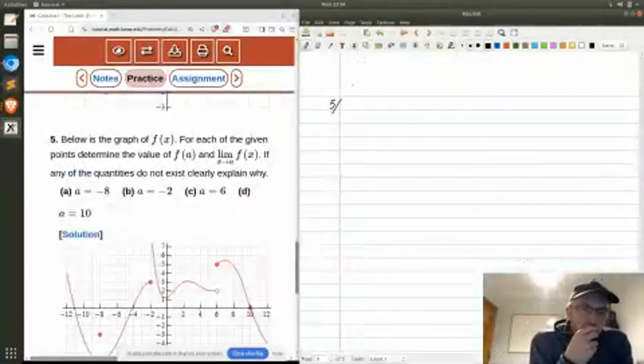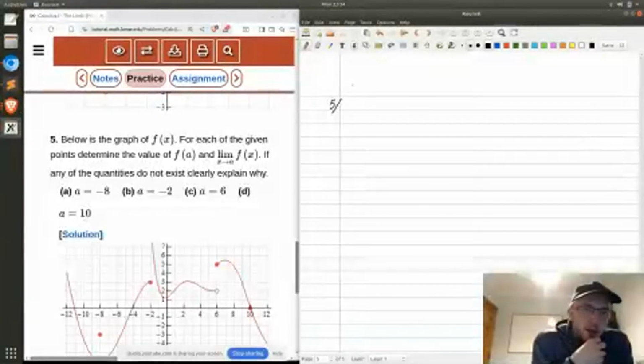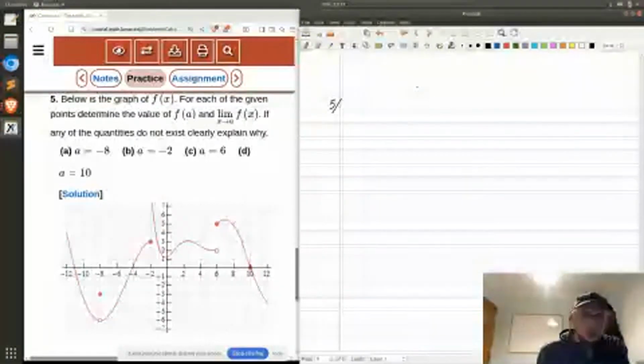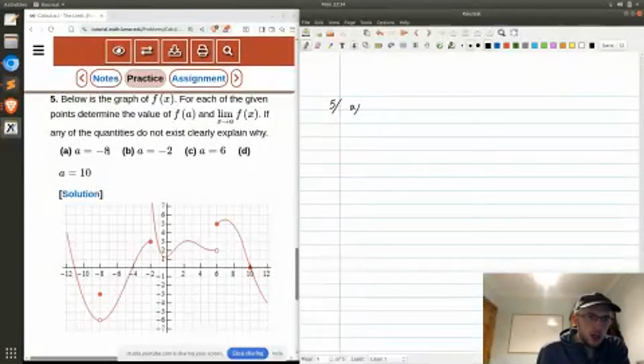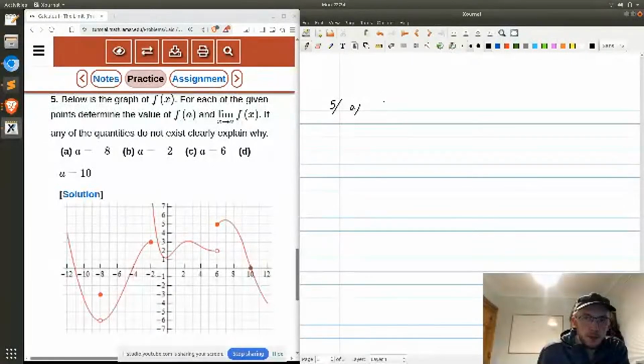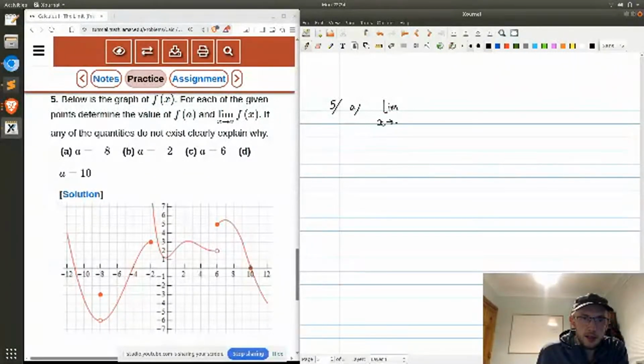Below is a graph of f of x. For each of the given points, determine the value of f of a and the limit as x approaches a of f of x. If any of the quantities do not exist, clearly explain why. All right, for a equal to negative 8. So, I mean, this is more or less the same as before. So I'm just going to say the limit as x approaches negative 8 of f of x is apparent.